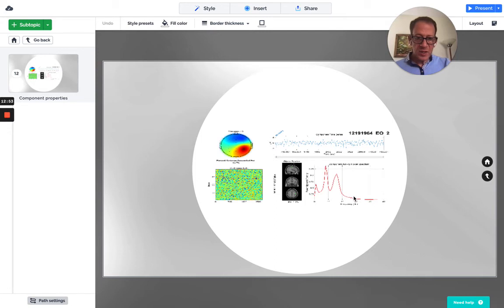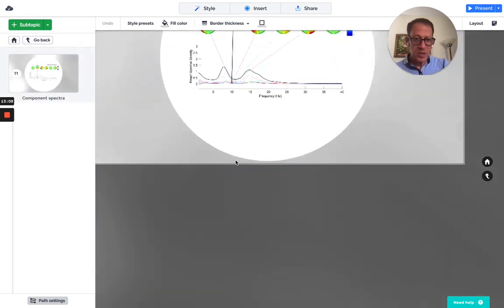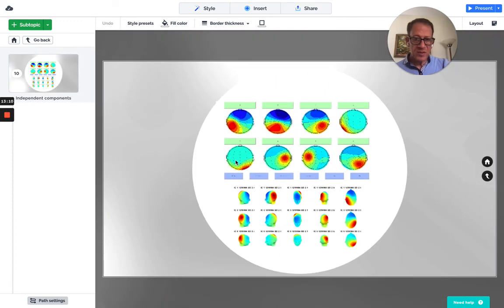We then look at the component properties of each one. It's a little hard to make out, but here you can actually determine what percentage of the variance is explained by that component of the EEG, that source. So this makes it really fascinating.